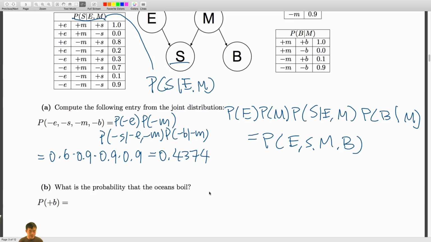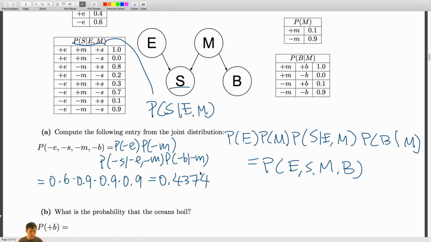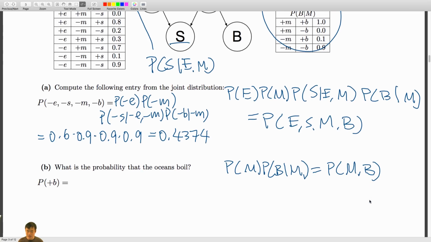Now for the next part, instead of the joint probability over all the variables, we're going to compute just the probability of observing plus B itself. If you observe the factors we have up here, in order to compute plus B, we can use these two tables and compute the probability of M times the probability of B given M. This is going to be equal to the probability of M and B. In this case, all we have to do is eliminate the factor for M. So we will sum out over all values of M.